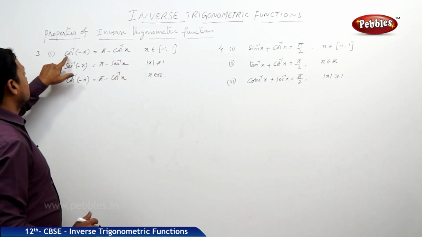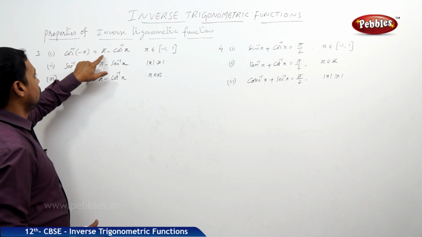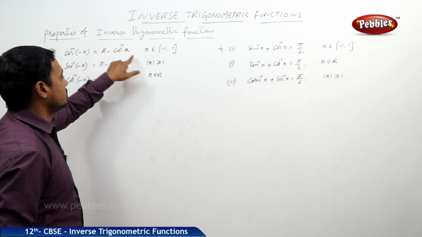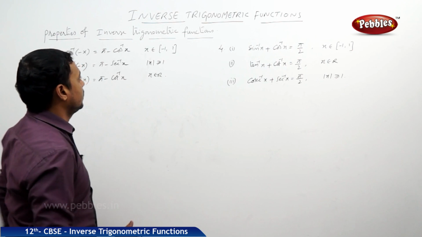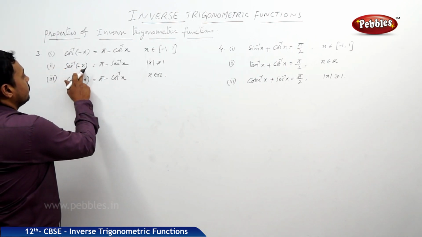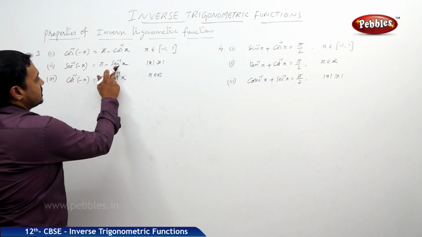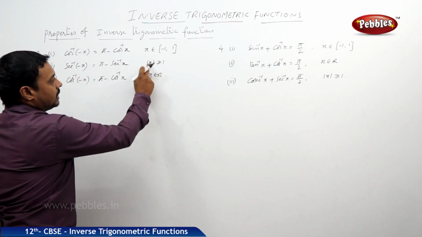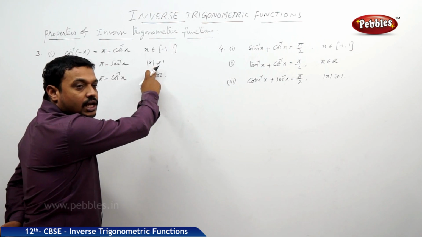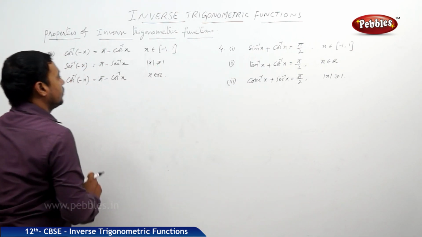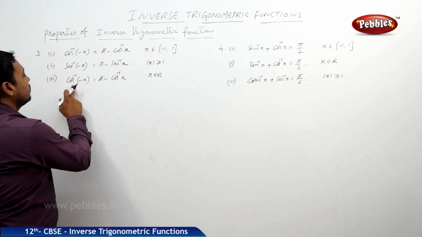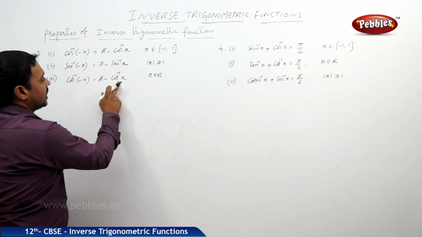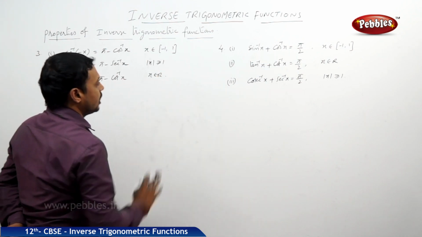The third one is cos inverse of minus x is equal to pi minus cos inverse x when x belongs to minus 1 to 1. Secant inverse of minus x is equal to pi minus secant inverse x when mod x is greater than or equal to 1. It is nothing but x is either less than or equal to minus 1 or greater than or equal to 1. Cot inverse of minus x is equal to pi minus cot inverse x for all x belonging to R.